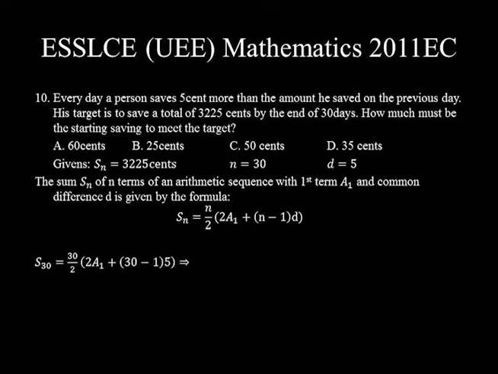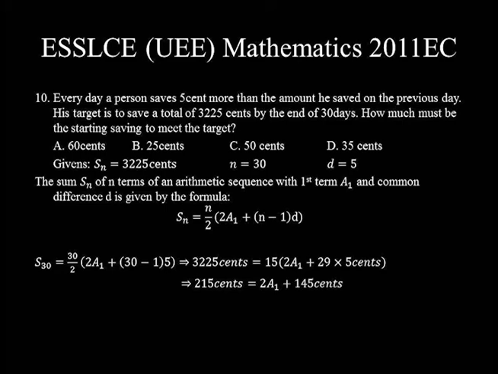This implies S30 is given as 3,225 cents, which is equal to 30 over 2, that is 15, times 2a1 plus 30 minus 1, that is 29, times 5 cents. Divide both sides by 15, we will find 3,225 divided by 15 is equal to 215, which is equal to 2a1 plus 29 times 5, which is 145. Rearranging the equation, we get a1 is equal to 215 cents minus 145 cents, divided by 2. 215 minus 145 gives 70, divided by 2. 70 divided by 2 is 35. Thus, choice D is the correct answer.